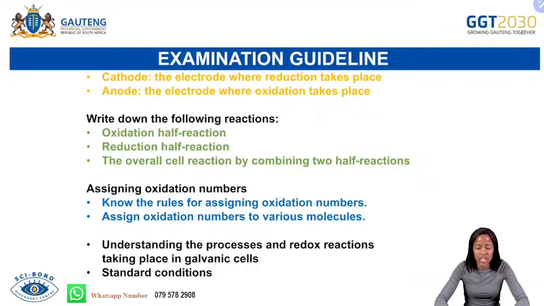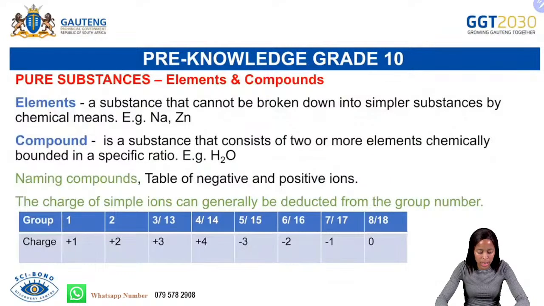That is your oxidation and reduction reaction, and also the overall cell reaction, that is by combining the two half reactions. And then again, according to the examination guideline, you need to know how to assign oxidation numbers. Know the rules for assigning oxidation numbers. Assign oxidation numbers, and that is to various molecules. And then the last part now says understanding the processes and redox reactions taking place in a galvanic cell, and also the standard conditions there.